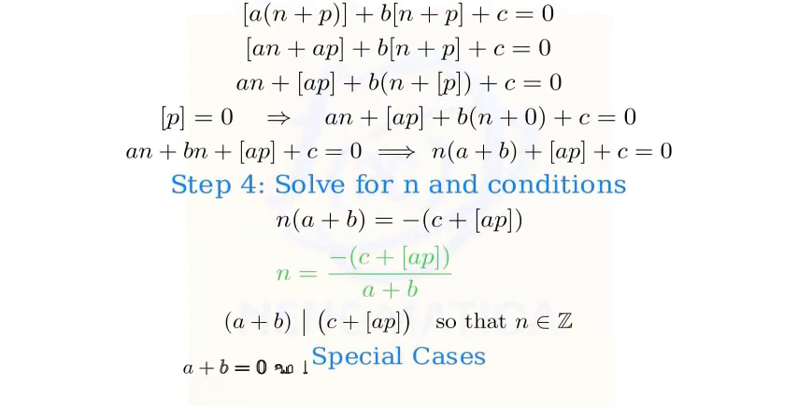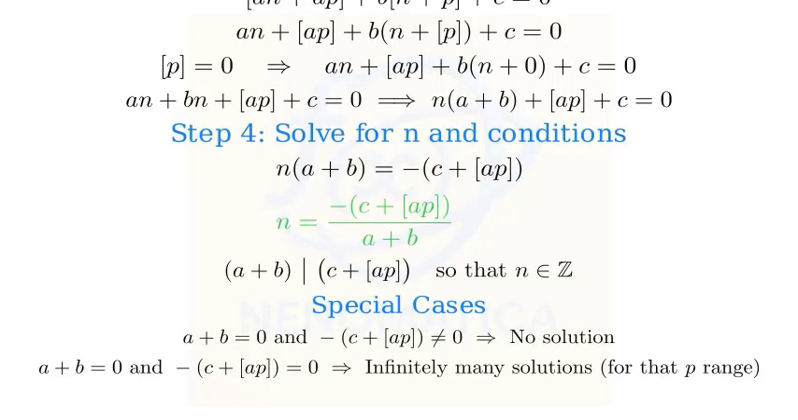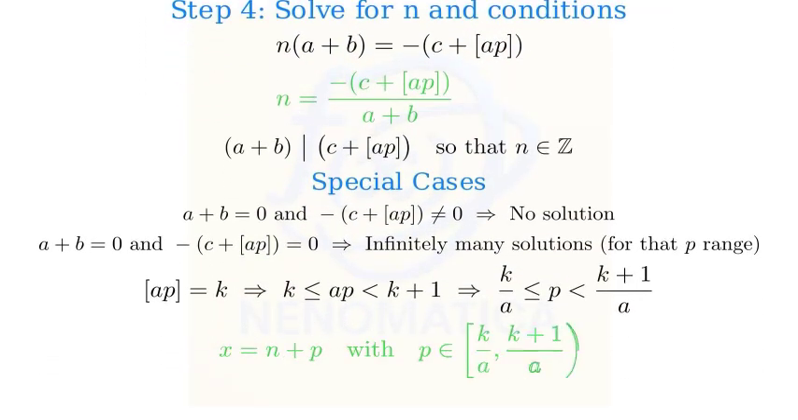Special cases. If a + b = 0 and −c − [ap] is not 0, there is no solution. If a + b = 0 and −c − [ap] equals 0, there are infinitely many solutions along the valid p range. Finally, for each choice k = [ap], p must lie between k over a and (k + 1) over a, and the solutions are x = n + p within that interval.